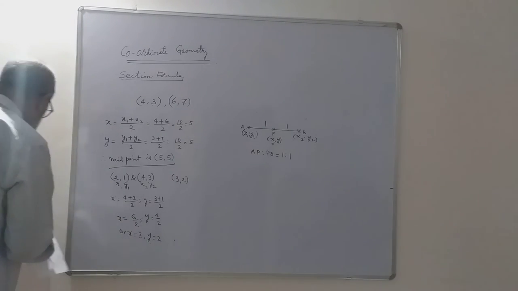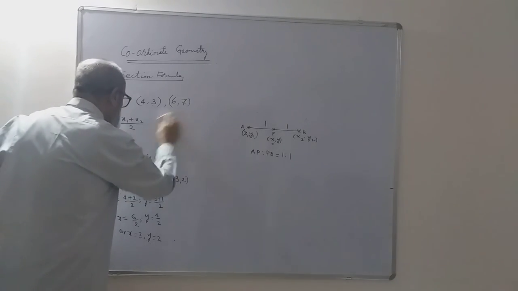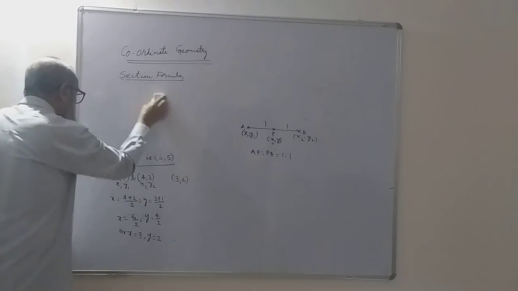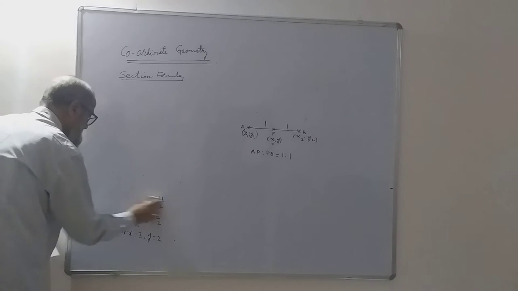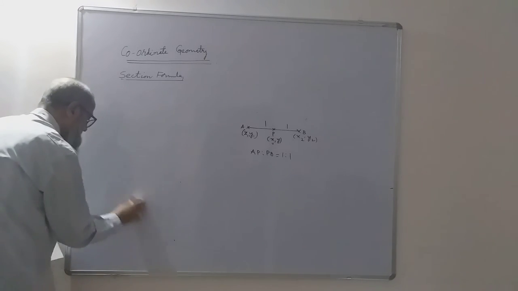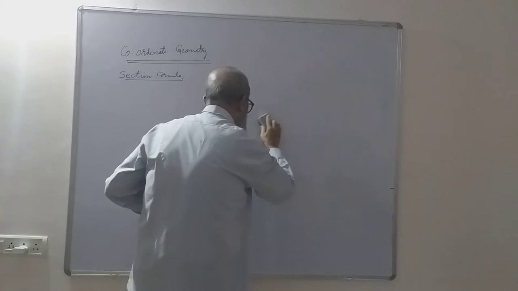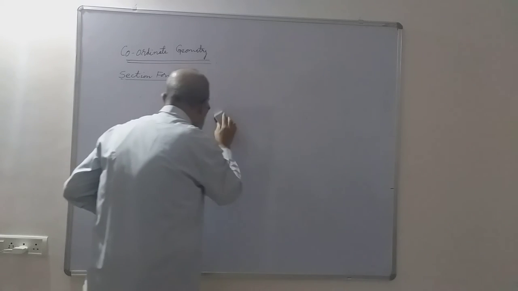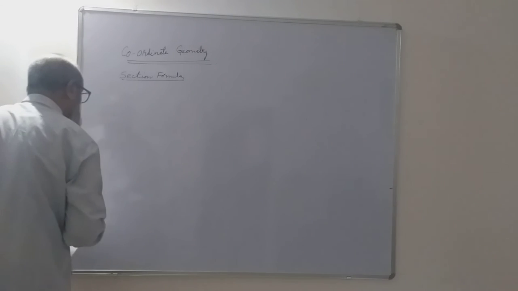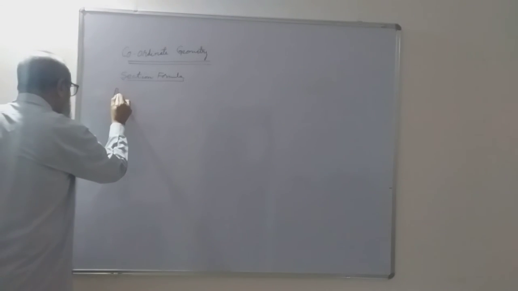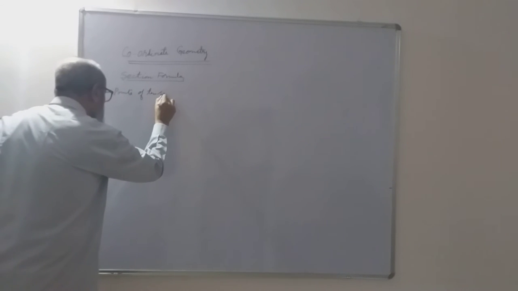Next in this comes the points of trisection. This was to find the midpoint. Next, points of trisection of a given line segment. Suppose we have a straight line whose ends are given as X1, Y1 and X2, Y2. Now, that line needs to be trisected. Trisected means cut it into three equal parts.